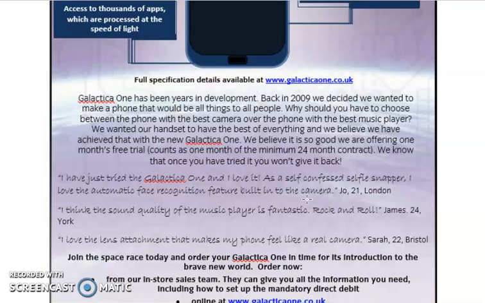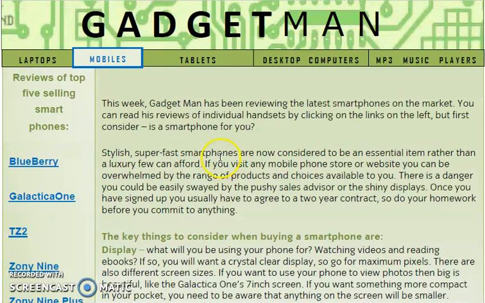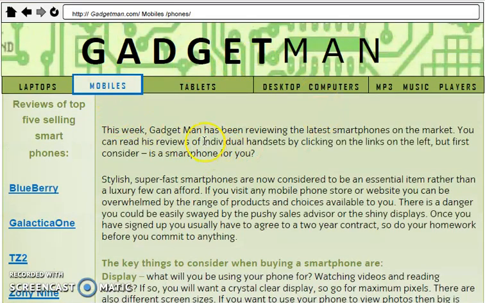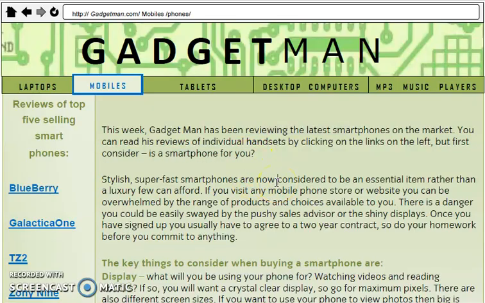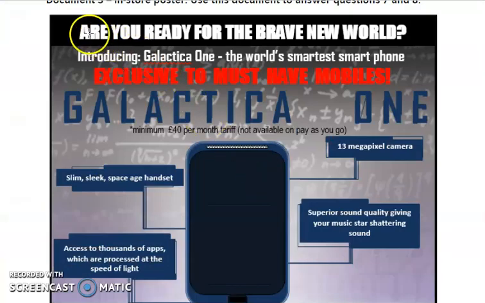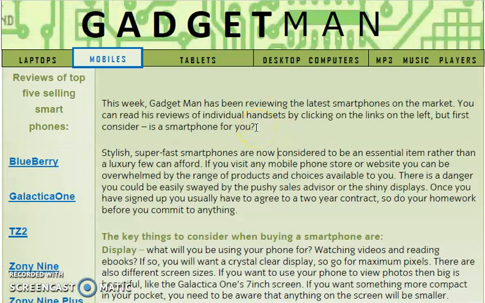You could also look at the sheer amount of persuasive language features you can find in the advert and compare that to the language features you find in the review. Because while the review does use language features, it uses things like rhetorical questions, but first consider, is a smartphone for you? Is an example of a rhetorical question. It's used in a different way to the advert, because the advert says, are you ready for the brave new world? So in the advert, the rhetorical question is trying to prompt you, trying to get you to buy the phone, whereas in the article, the rhetorical question is trying to get you thinking about what phone is right for you. There's a subtle difference there. They both use rhetorical questions, but they use them for different reasons.